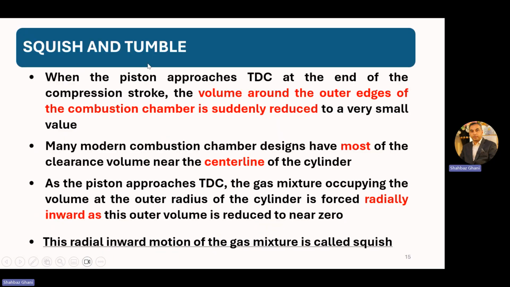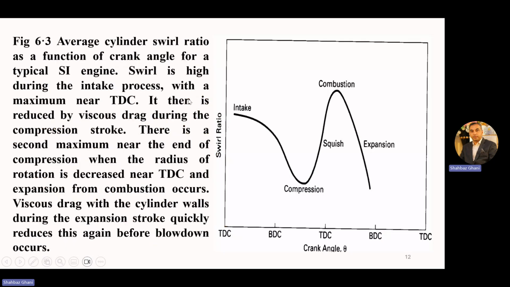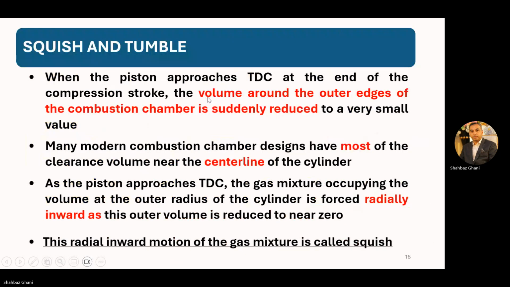Now squish and tumble. When the piston approaches TDC at the end of the compression stroke, here in this figure, the piston is in the compression stroke. When the piston approaches TDC at the end of the compression stroke, the volume around the outer edges of the combustion chamber is suddenly reduced to a very small value.